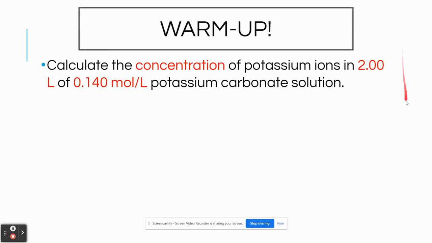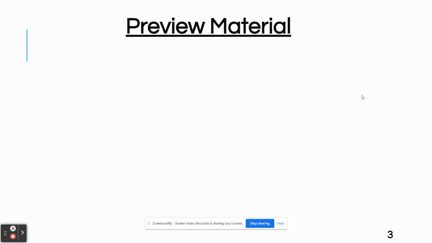This is a warm-up problem that you should try out before you proceed with this lesson. It's based on the lesson on concentrations. So using your C equals n over V calculation, make sure you understand how to do those concepts, because they will come back into play when we do some calculations with acids and bases.